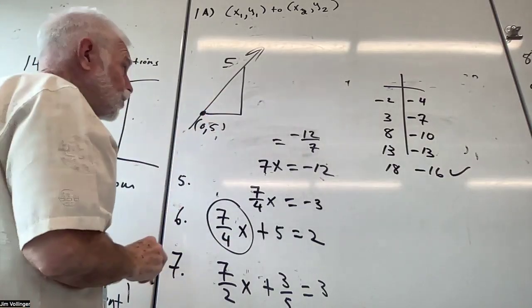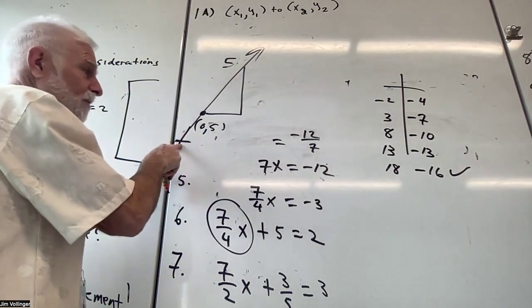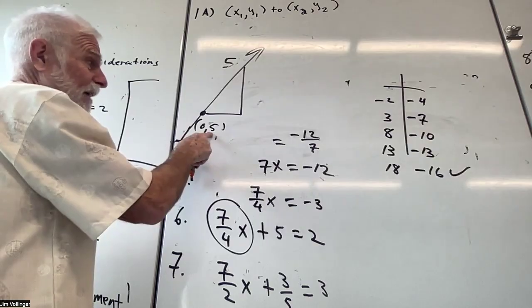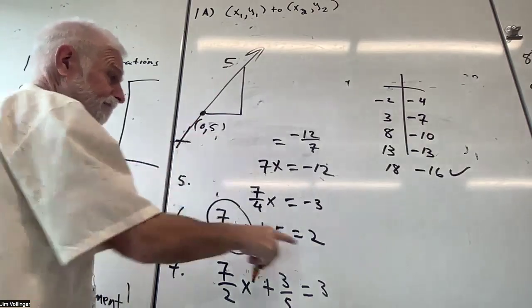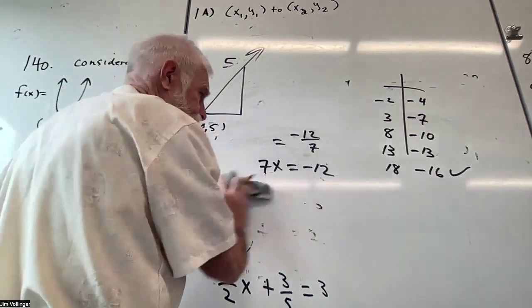And when will it hit 2? Well, it's got to be back here somewhere, yeah? It's got to be a negative number. 5's bigger than 2. Okay, so that takes care of that.